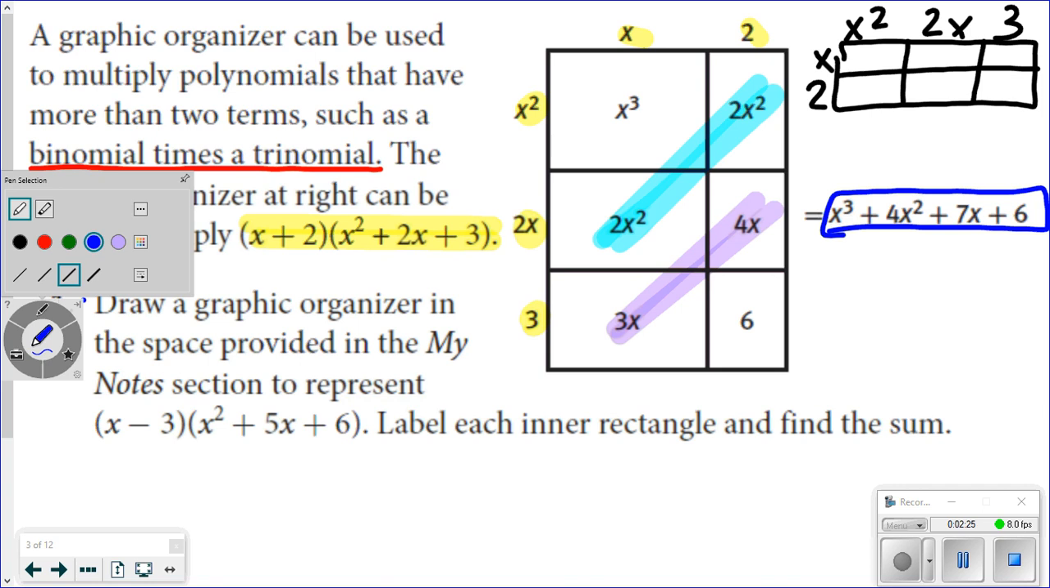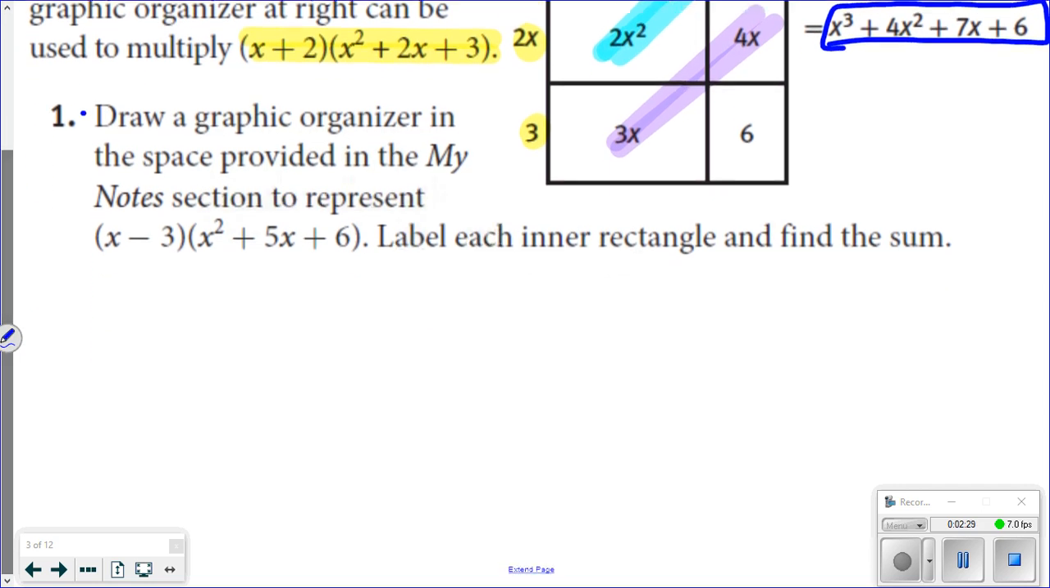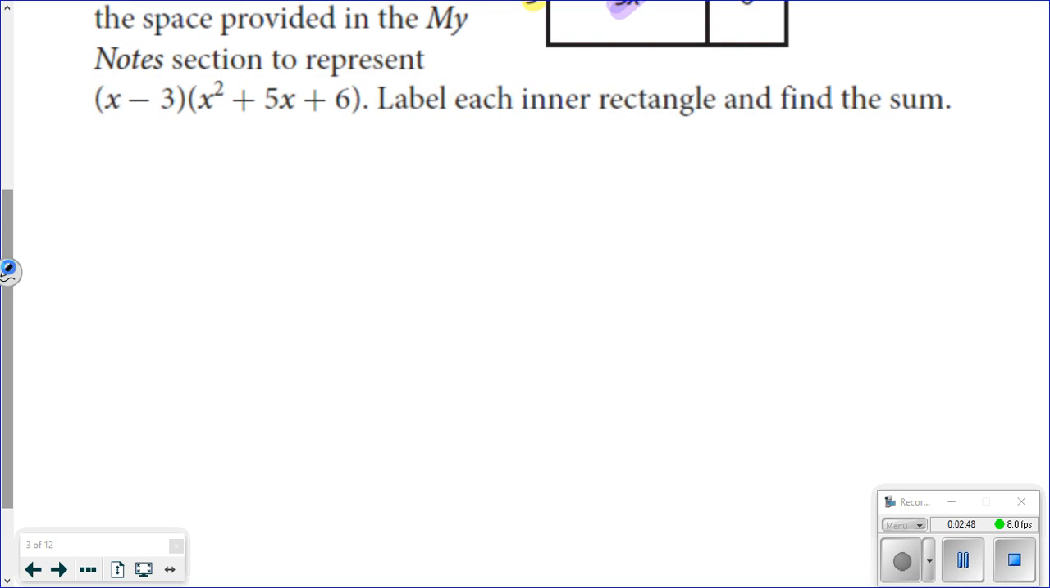Okay, so for question 1, draw the box method in the My Notes section of your book, because under question 1 they don't give you room. So the directions say use the My Notes section of your book. You can draw your box however you prefer. I am going to do mine just like the book did, just to provide you with some consistency.